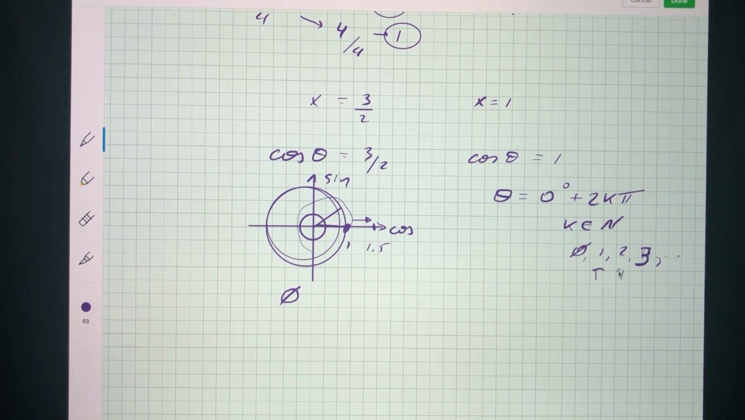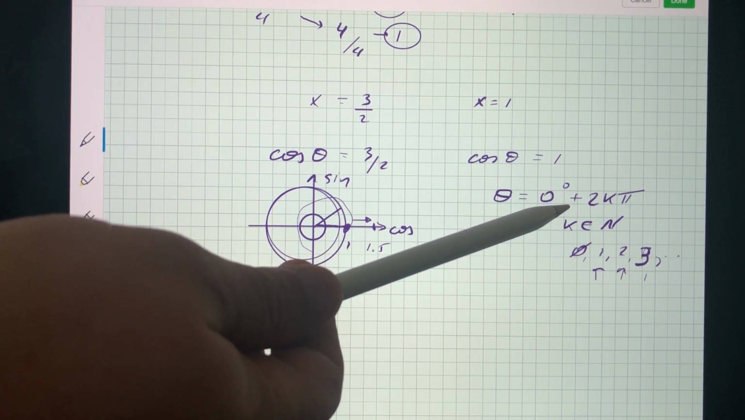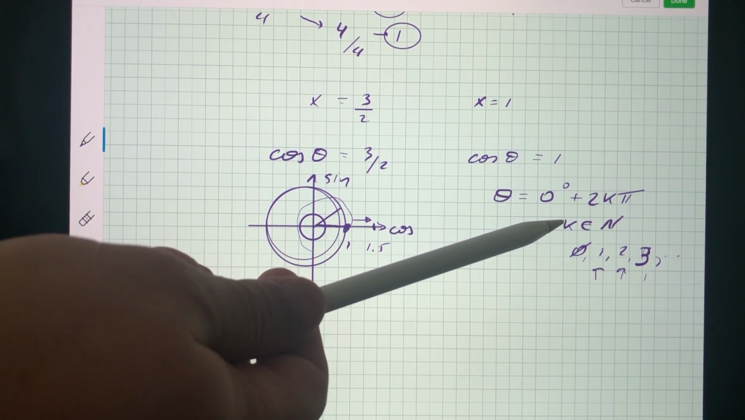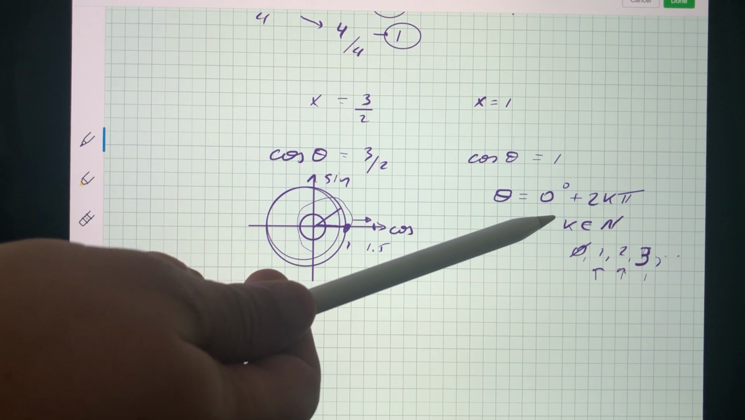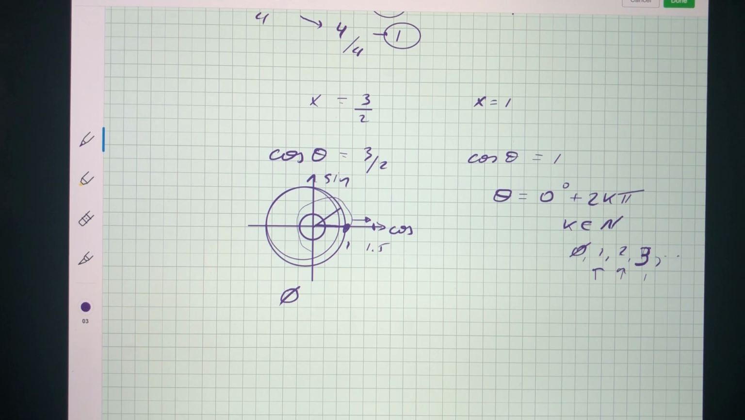That's what these numbers say. So if our answer is not restricted to 1 rotation around the circle, then we just add 2k pi to the answer to show that if we go around the circle once, or multiple times, we'll get to the same point, and that same point will work again and again and again. And that's it for this video. If you have any questions on anything, please let me know.